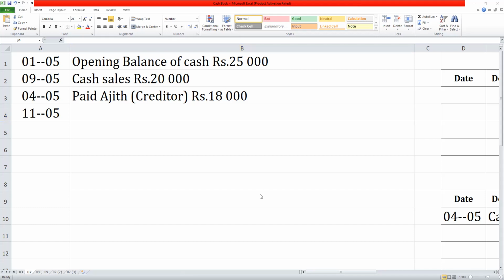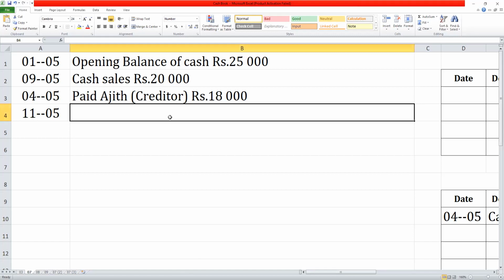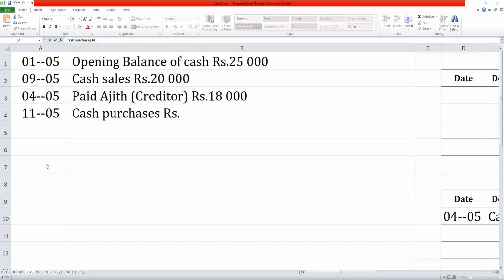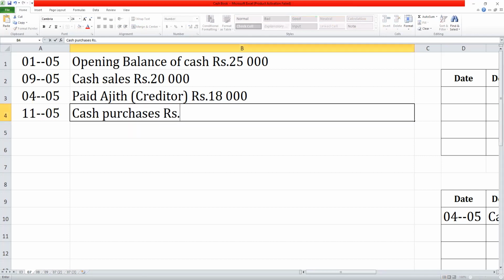Right? Children, send me a short answer. Duniti, your answer is correct. What is it? It's a payment. And the description of the payment is purchases. It is very simple. It is cash purchases rupees 15,000.